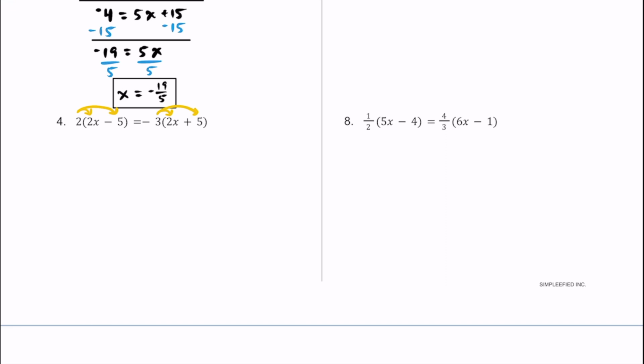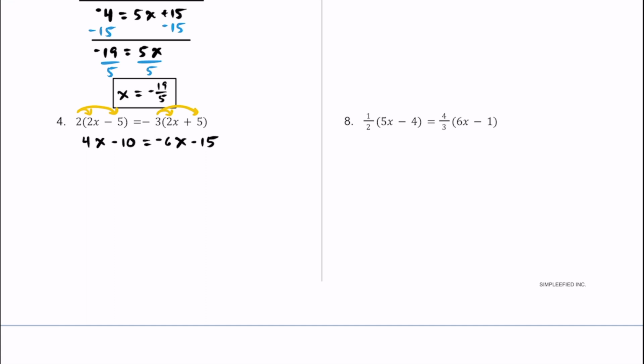So 2 times 2x is going to equal 4x, and then 2 times that negative 5 is going to be 10, subtracted. On the right side, we have negative 3 times 2x, that's negative 6x, and a negative 3 multiplied by 5 is going to be a negative 15. We could write plus negative 15, but I'm just going to write minus 15 instead.